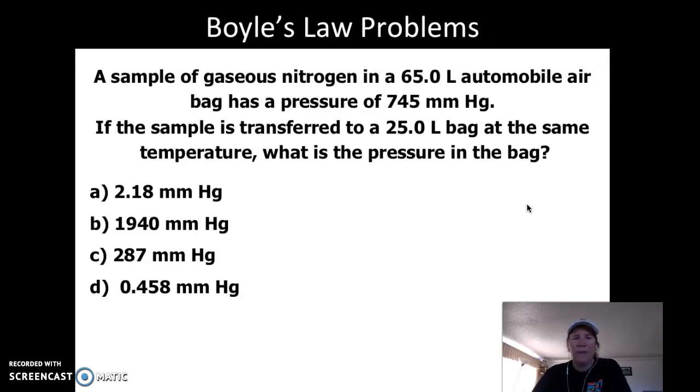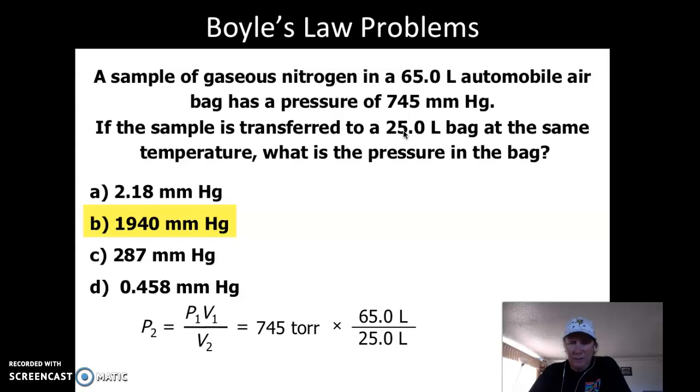So we'll get to Boyle's law. All right. So here we have nitrogen, 65 liters, in an automobile, and it has a pressure of, oh, we're going to do the airbag. Okay. So again, this is the volume and this is the pressure. And if I switch the volume to this, well, how much pressure do I need? So I'm going to take 65 times 745 and divide by 25. Okay, let me see. Okay, so again, I take 745 times 65, multiply those two, and then I divide by 25. And that's why you get the 944.